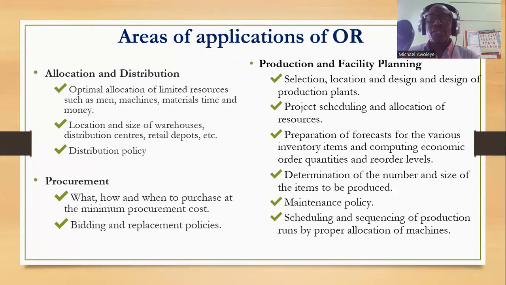Now, areas of applications of operations research. Number one, allocation and distribution of resources, optimal allocation of limited resources, like I've said, including manpower, machines, materials, time, money, all of that must be optimum. The location and size of warehouses also have to be decided, and a lot of that.